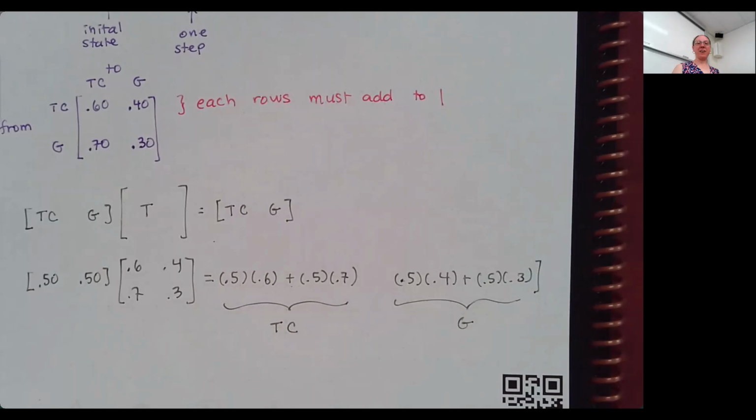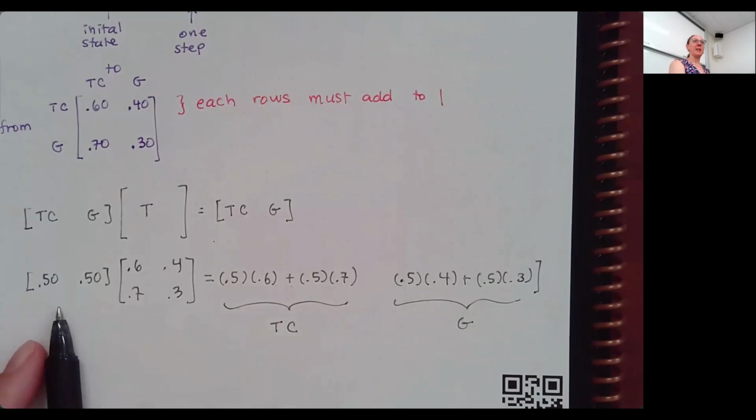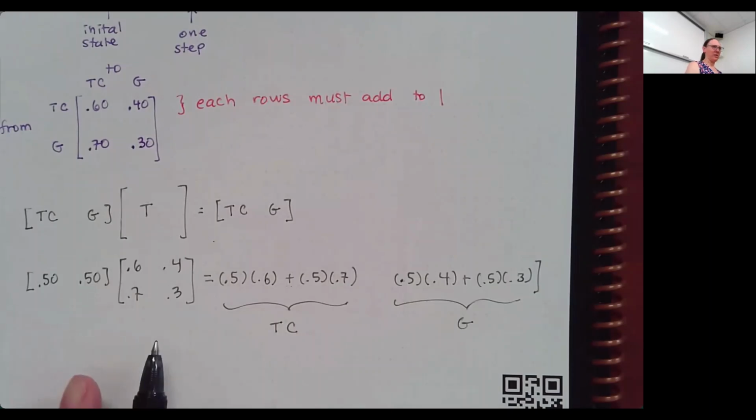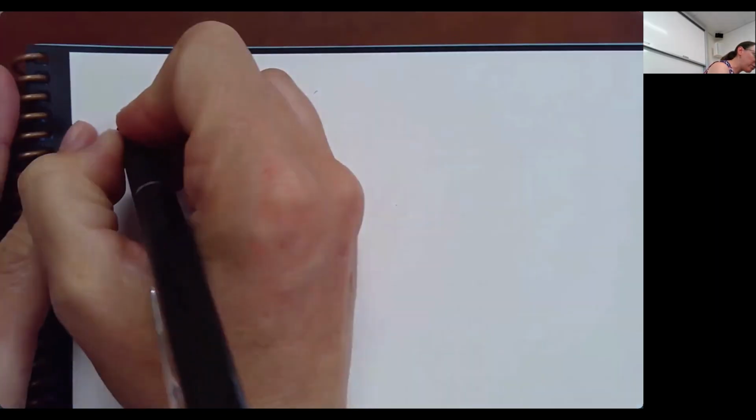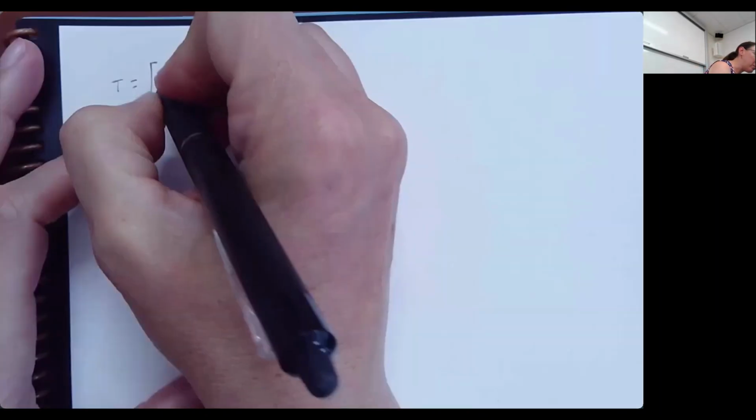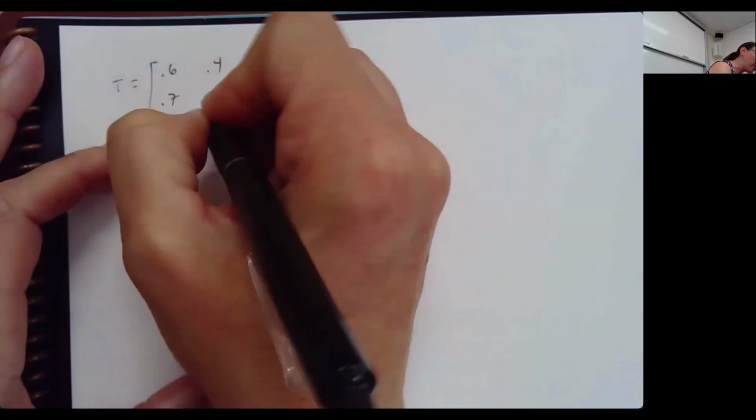Well, what happens if I do this over and over again? Every night I'm making the same choice. So I started at an initial state, but every night I'm going to follow this transition matrix to figure out what my probability of eating somewhere is. I'm going to flip the page. So our transition matrix is 0.6, 0.4, 0.7, 0.3. Cool.